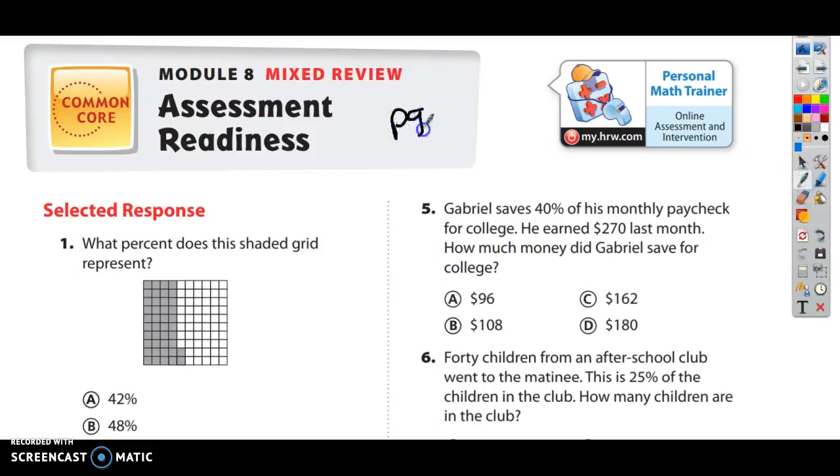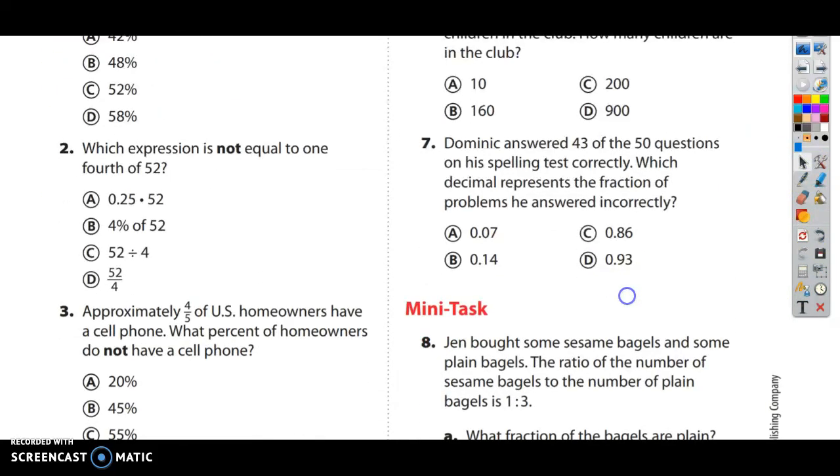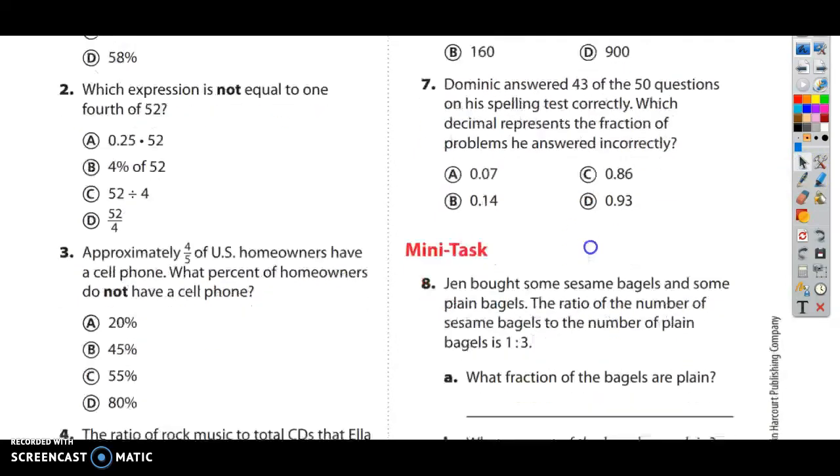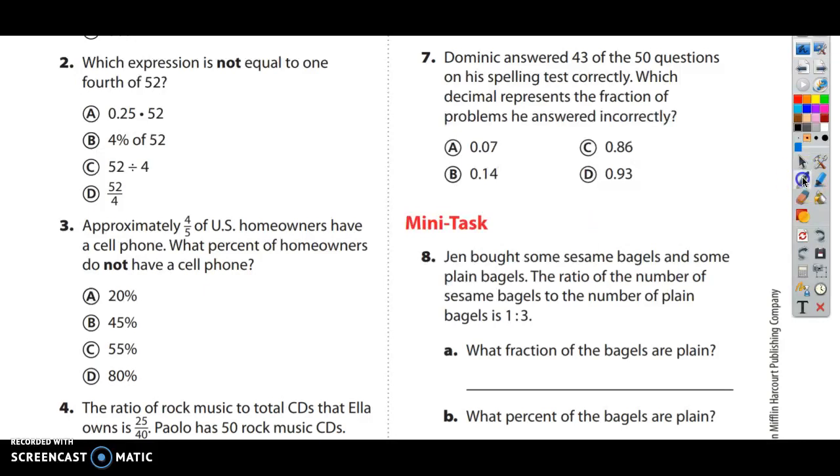This is page 224. Module 8 test review. I want to show you that we're going to skip two problems. We're going to skip the problems that aren't pertinent to Module 8. We're going to skip numbers 2 and 4, and I think we're going to try everything else. So let's check it out.